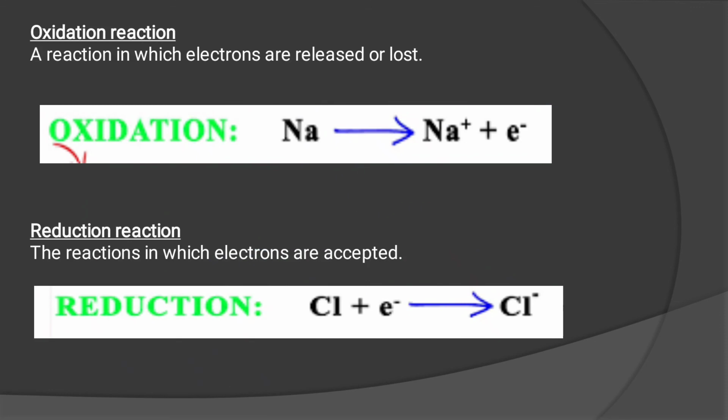The next comes the oxidation and reduction reaction. For these two reactions, whenever an electron is released, it is called an oxidation reaction, and whenever an electron is taken up and forms a negative ion, it is called a reduction reaction. That means a reaction in which electrons are released or lost is called an oxidation reaction, and the reaction in which electrons are accepted is called a reduction reaction.